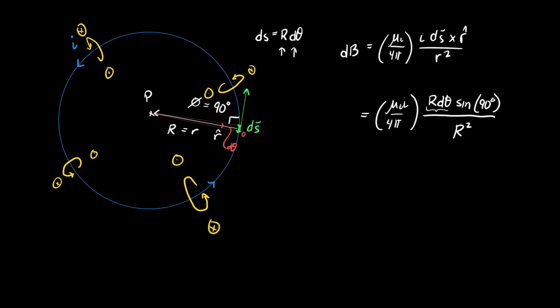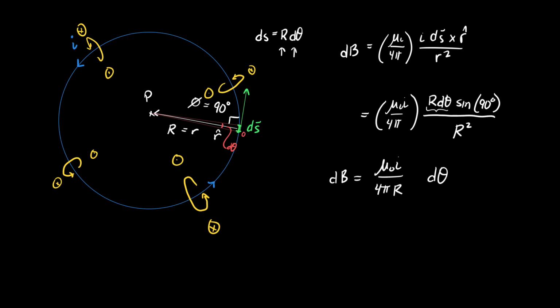Now, I'm over-talking everything. Sine of 90 is 1. One of the r's cancels. R is a constant, so I can collect all of this together now. And I am left with just d theta here in our integral. This is an integral I think we can handle.